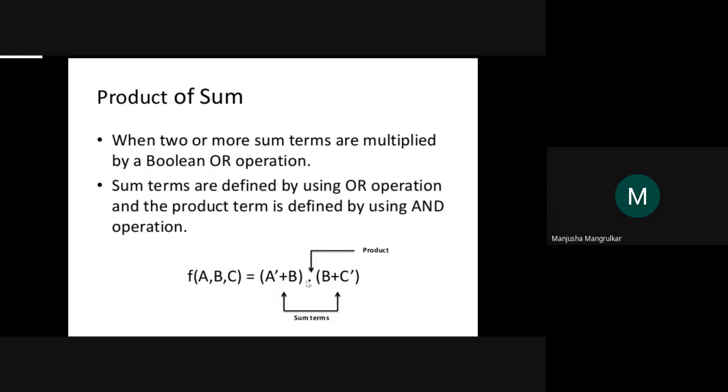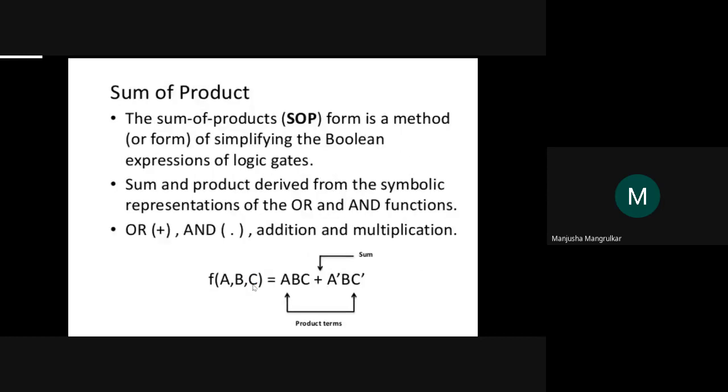Now here, this first one is a product of sum. These are the terms that are summing. A complement plus B means this is a summing term. B plus C complement is a summing term, but these two summing terms are multiplied. So this is what, a product of sum, right? This is a product of sum. So this term is product of sum, and this term is sum of product, right?